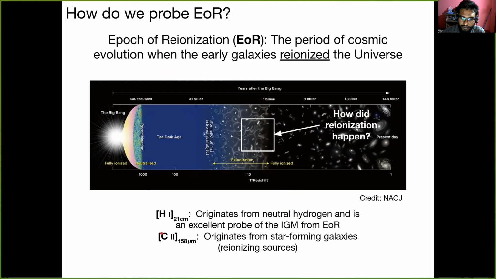Similarly, among the other line emissions from star-forming galaxies that were responsible for reionization, we can use the C2 line emission, which occurs at a wavelength of 158 micrometers. This is an excellent probe of the galaxies that were responsible for reionization.